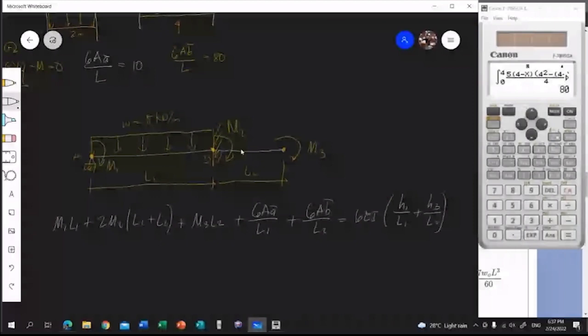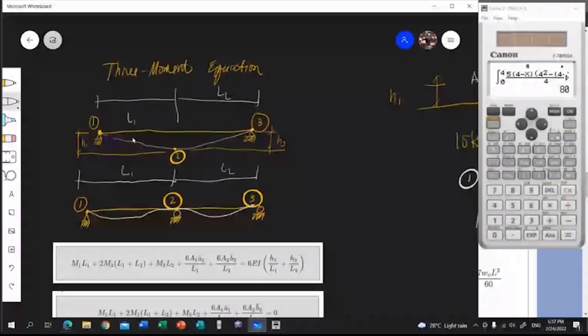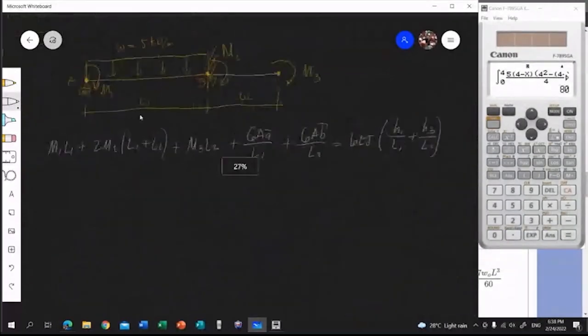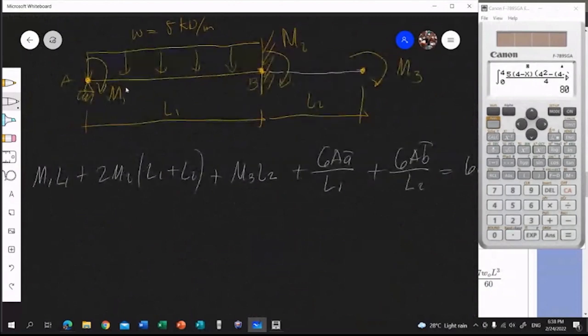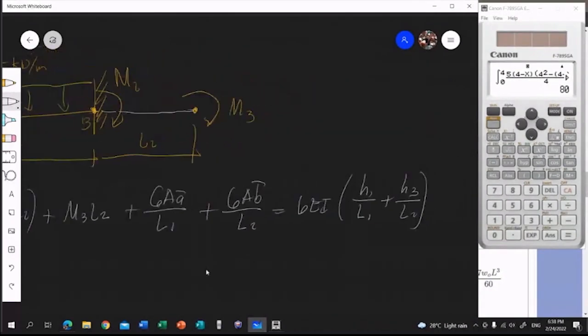H1 is the difference in elevation between point 1 and point 2. So if point 1 and point 2 are both supports, they will not deflect, right? So when you draw the elastic curve, the difference between the two will be equal to 0. That is your H1. Here is a support as well. When you draw the elastic curve, it deflects, but its position does not change. So the difference in elevation between this point and this point on the elastic curve will also be 0. That's why your H1 is 0.